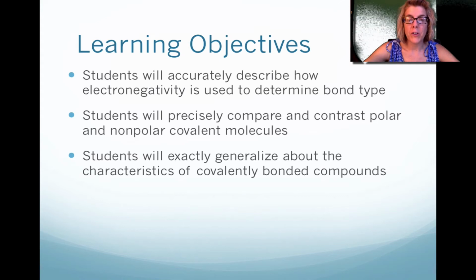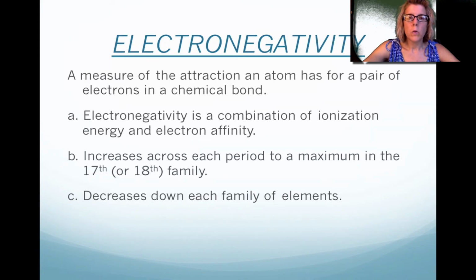This is Chapter 8, Covalent Bonding, Part 5. So in this video, we're going to look at electronegativity to help us determine the bond type of a covalent molecule. And then we're going to look at polar and nonpolar covalent molecules. And then lastly, we're going to look at how you determine the characteristics of a covalently bonded compound, mostly based on shape. Okay, so you may have heard the term electronegativity before.